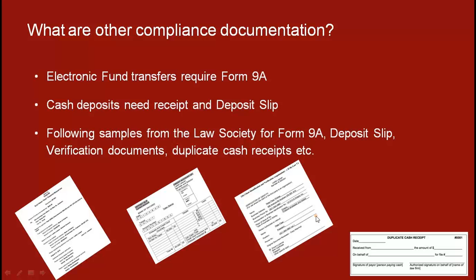And you have to make that available. It's a document that you would have to sign, date, and have available to show. So that's a Form 9A that, again, if you're dealing with trust, is an important document to keep in mind. If you're not dealing with trust, you don't have to worry about it. Cash deposits. Okay, so if you've had deposits or retainers in the form of cash, have receipts and deposit slips available.